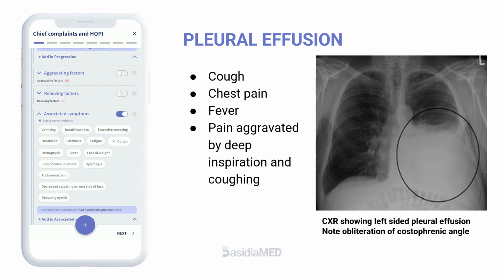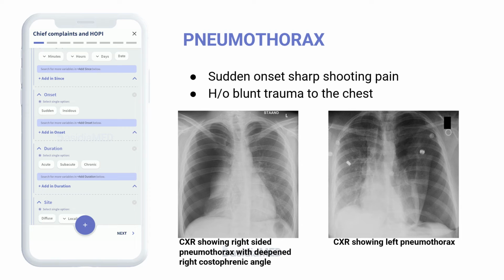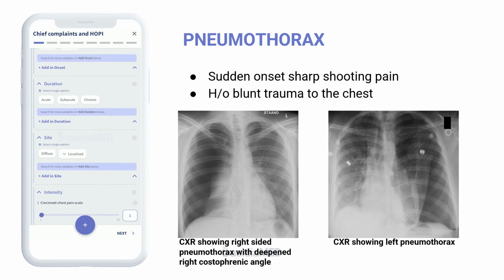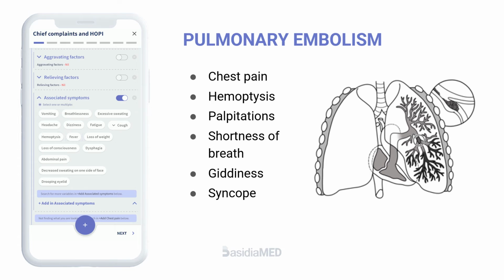Pleural effusion. It may be associated with fever, cough with expectoration, breathing difficulty, and chest pain, which may be aggravated by deep inspiration and coughing. Pneumothorax. Sudden onset chest pain, with palpitations, shortness of breath, following blunt trauma to the chest may suggest pneumothorax. Pulmonary embolism. Symptoms include chest pain, hemoptysis, palpitations, shortness of breath, giddiness, and syncope.